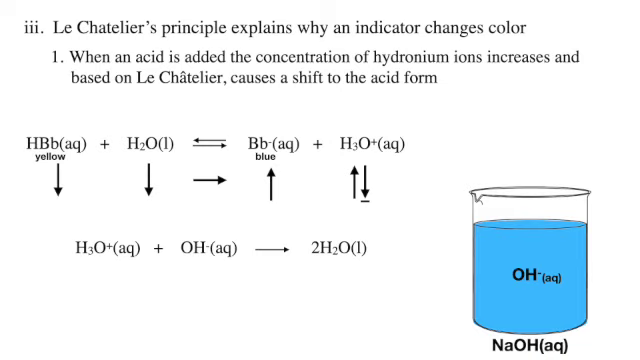Okay, so that's how an indicator works. It's a weak acid dropped in water, has two entities. One is one color, the other entity is a different color, and it has a pH range.